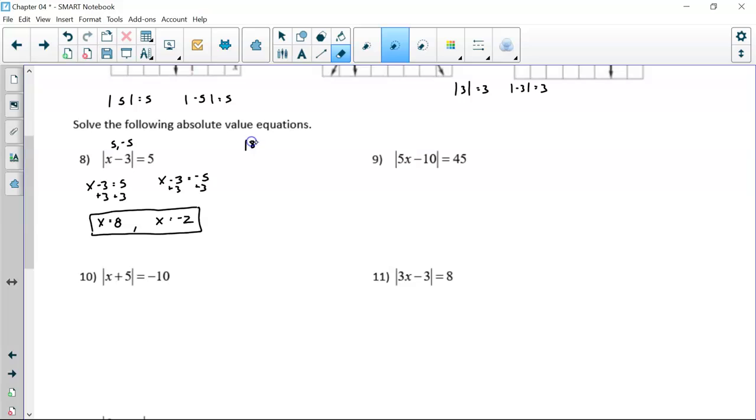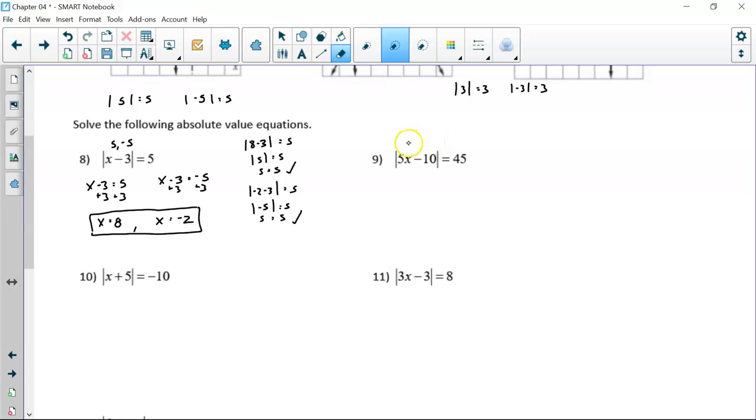The absolute value of 8 minus 3 equals 5. So the absolute value of 5 equals 5. That's a valid solution. And even the negative 2 minus 3. So the absolute value of negative 2 minus 3, the absolute value of negative 5 equals 5. 5 equals 5. They both work. We had to find both solutions.